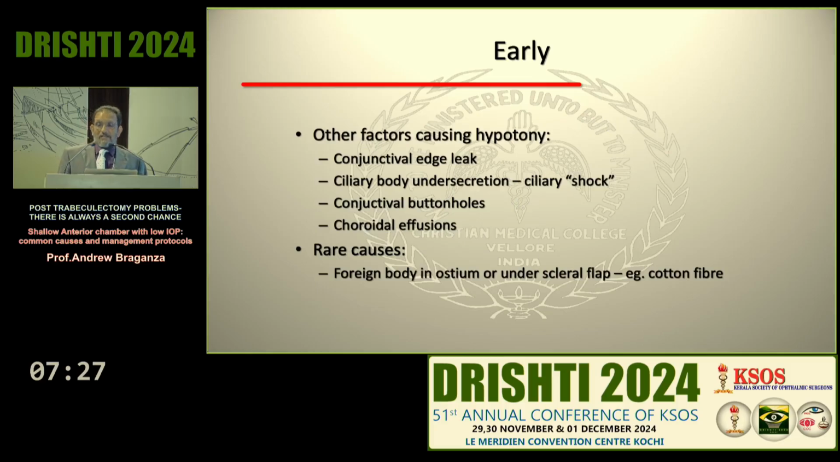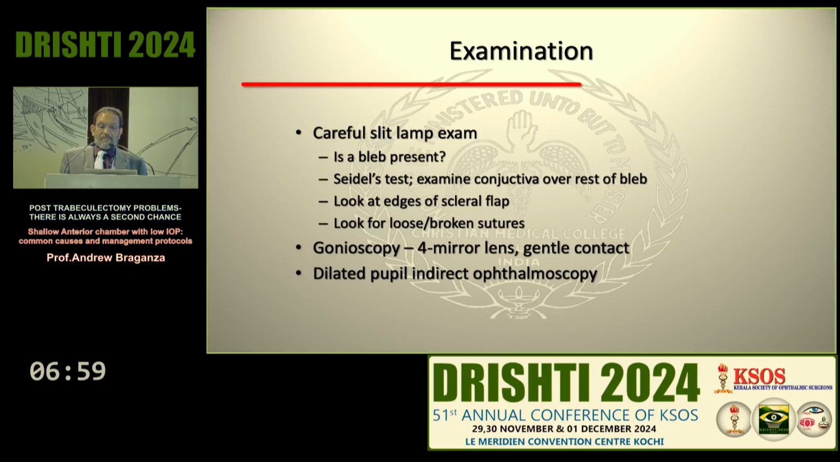Other factors causing hypotony would be the leaks from the conjunctiva, and usually it's a conjunctival edge leak, or it may be from somewhere else on the conjunctiva. If you have undersecretion of the ciliary body, that's ciliary shock, there may be buttonholes, there may be choroidal effusions which may be spontaneous or related to some other pathology. And rare causes would be foreign bodies in the operated site, like a cotton fiber or something, acting as a wick to draw out the aqueous.